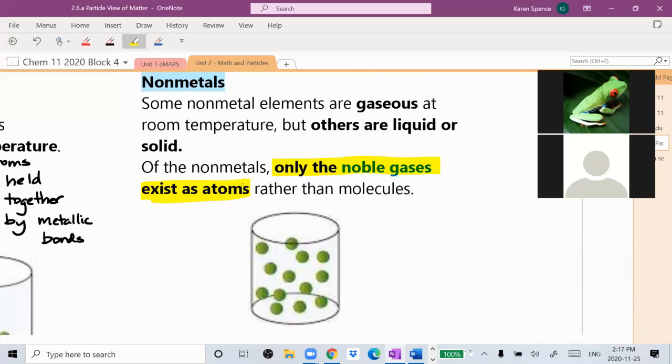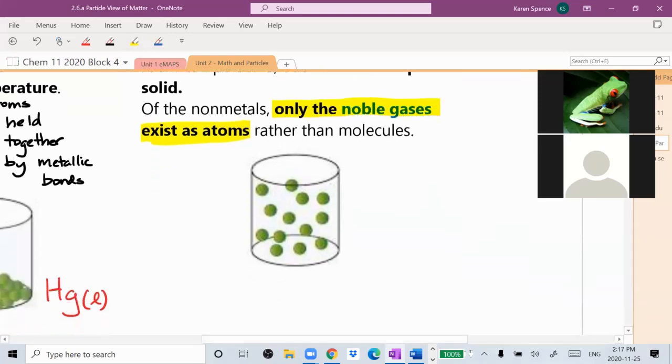Does anyone know how some of our other gases exist? Like say oxygen. Diatomically? It's diatomic. So if you have, say this is argon, we would just write it as argon gas. But if you have nitrogen, it's diatomic.